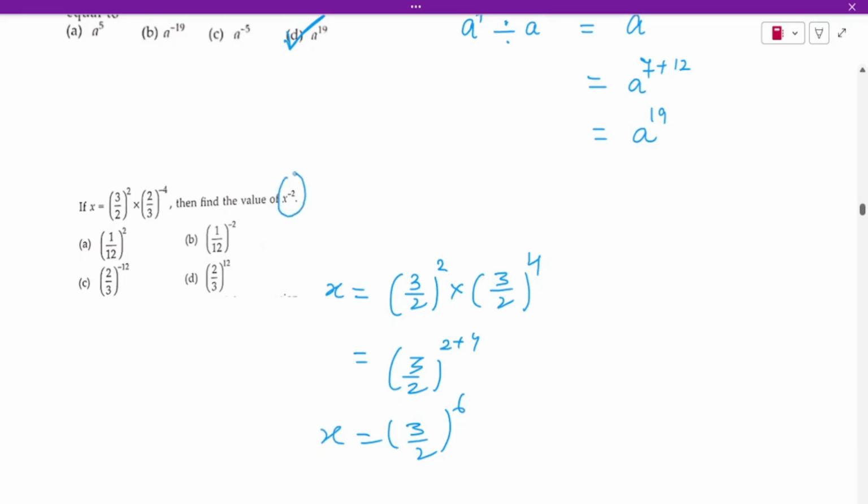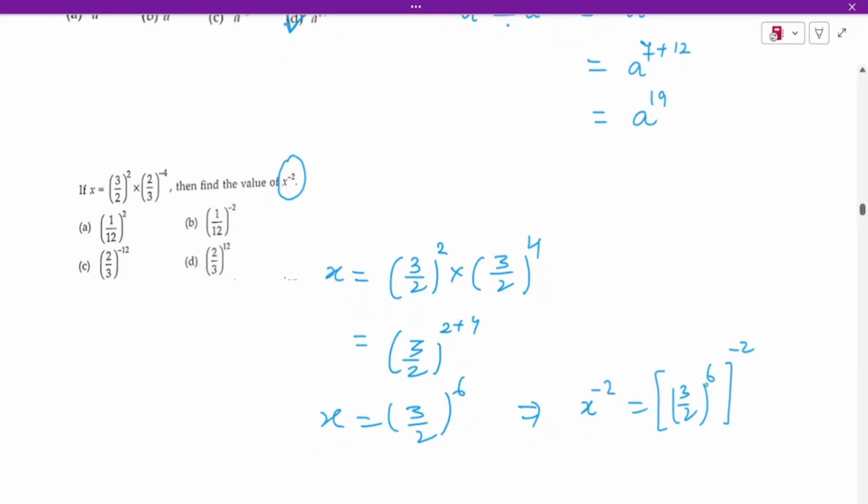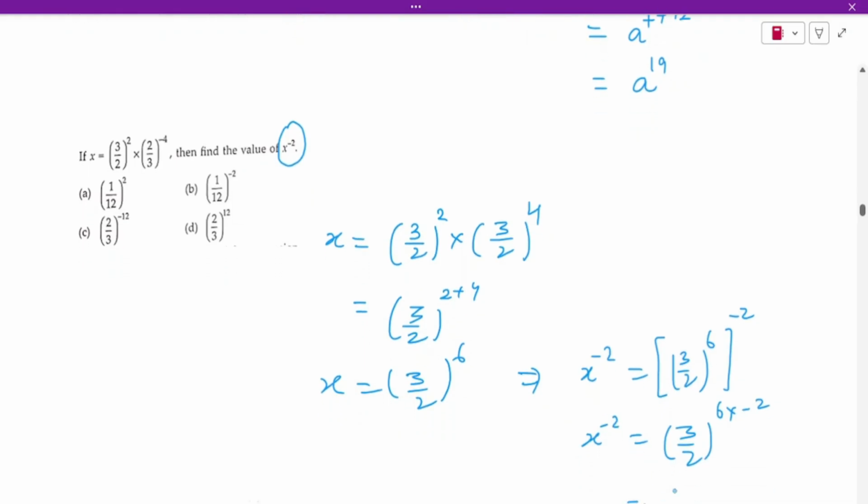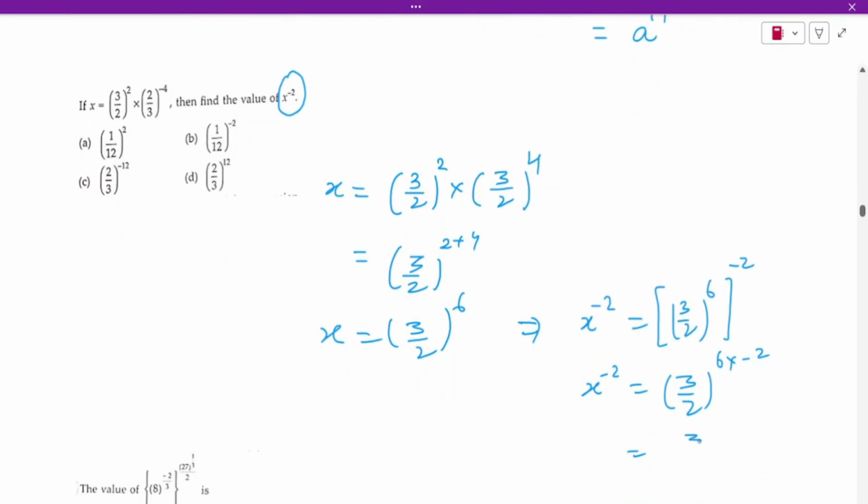But we need to find the value of x to the power minus 2. So for that we can raise both sides of this equation to the power of negative 2. By doing this, we'll get (3/2)^6 whole raised to negative 2. With the help of the power of a power rule, we can write this as (3/2) to the power of 6 times minus 2. So x^-2 is equal to (3/2)^-12.